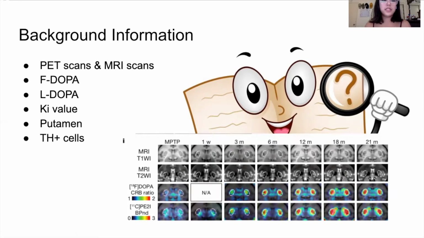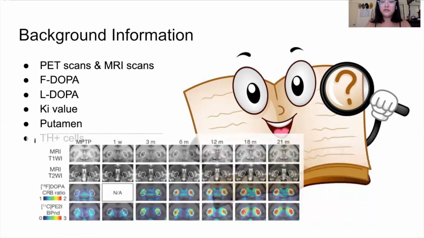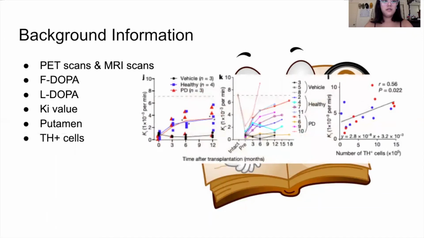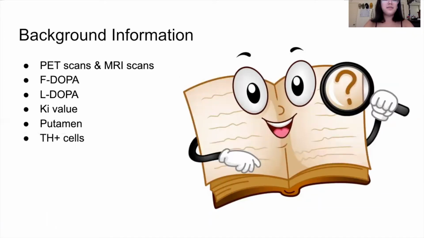So I also mentioned F-DOPA. F-DOPA is a fluorinated form of L-DOPA and is used as a radio tracer in PET scans. And fluorinated simply means to introduce fluorine into a compound. So moving on, we're going to talk about L-DOPA. L-DOPA is an enzyme that is naturally found in our bodies and is later converted into dopamine.